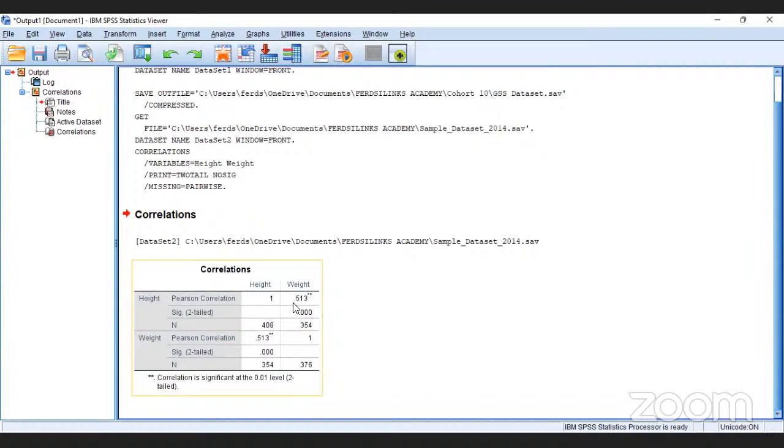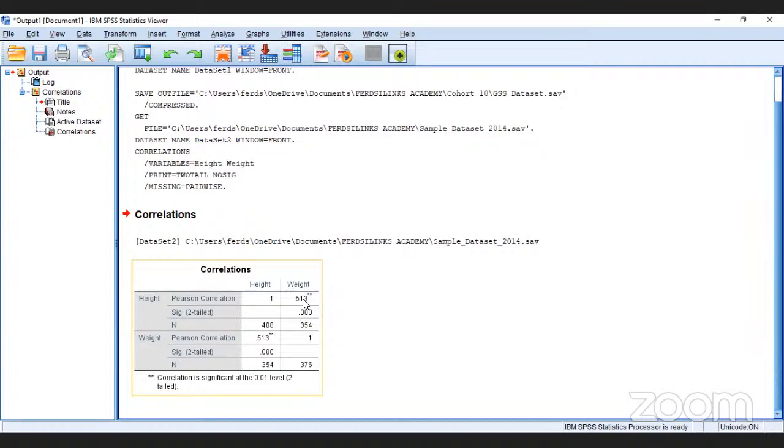The value is 0.513, giving us the correlation coefficient, which to an extent measures the strength of the relationship. Since we said the relationship is between -1 and 1, this value is 0.5, which means it's positive, right? Meaning that height and weight move in the same direction.